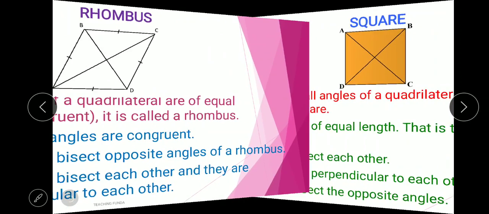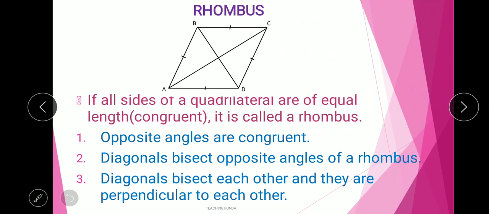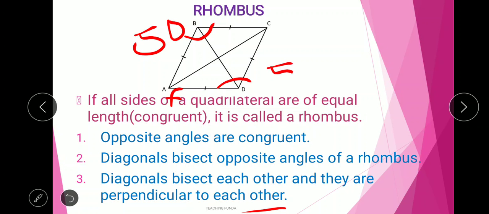Let us look into the third one, that is rhombus. Here is the figure I have shown. Now what is the definition of rhombus? If all sides of a quadrilateral are of equal length, that means all sides of a quadrilateral are congruent, it is called a rhombus. First property is opposite angles are congruent. See here, if B is 50 degrees, then D will also be 50 degrees.